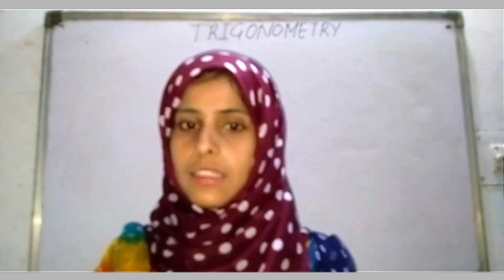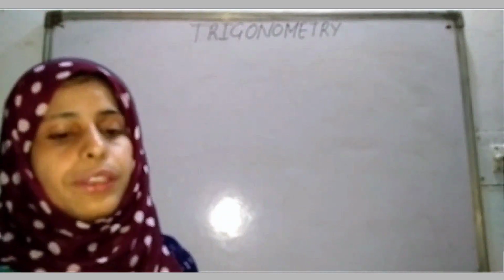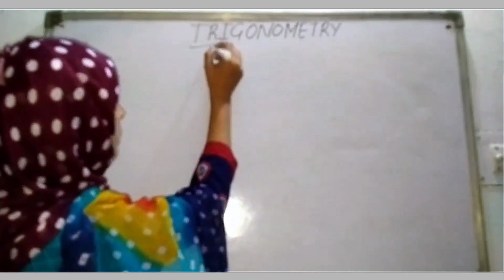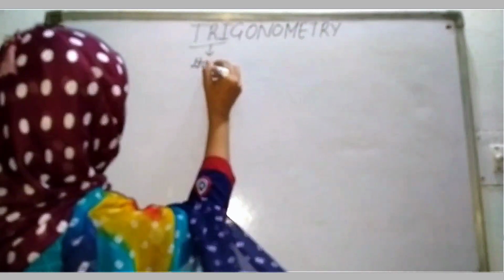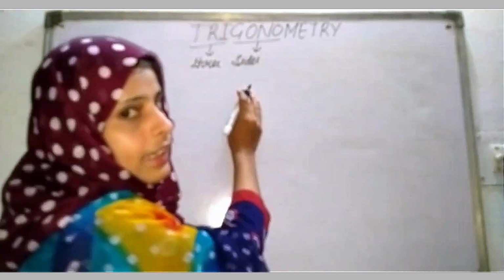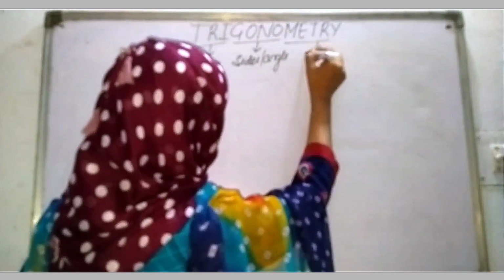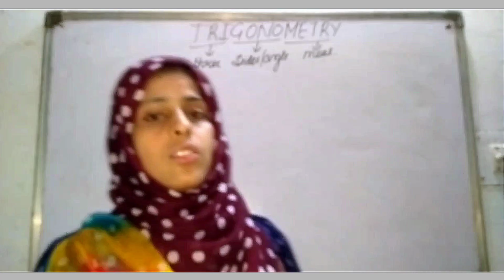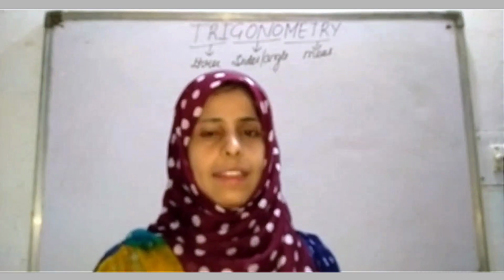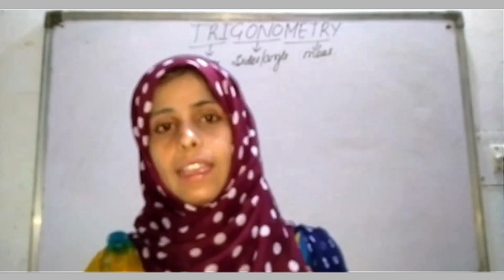Today we are going to start an interesting topic which is trigonometry. So let us know what is the meaning of trigonometry. Trigonometry is derived from three Greek words: tri means three, gono means sides, or we can say angle, and metry means measurement. So the actual meaning of trigonometry is the measurement of all three sides of a right angle triangle. Always remember, trigonometry is applicable only in a right angle triangle.